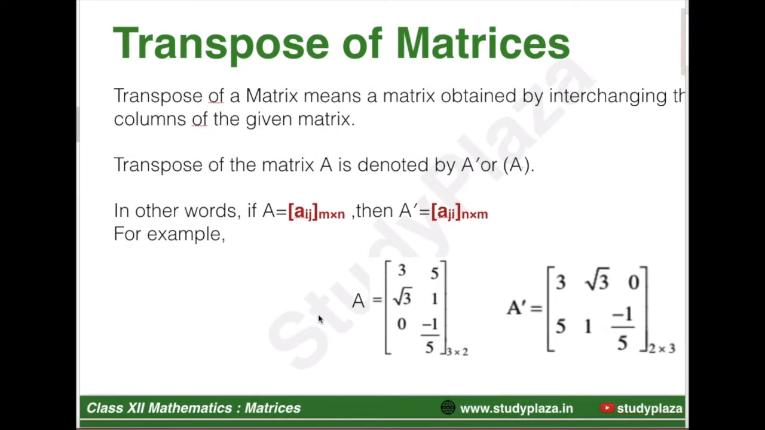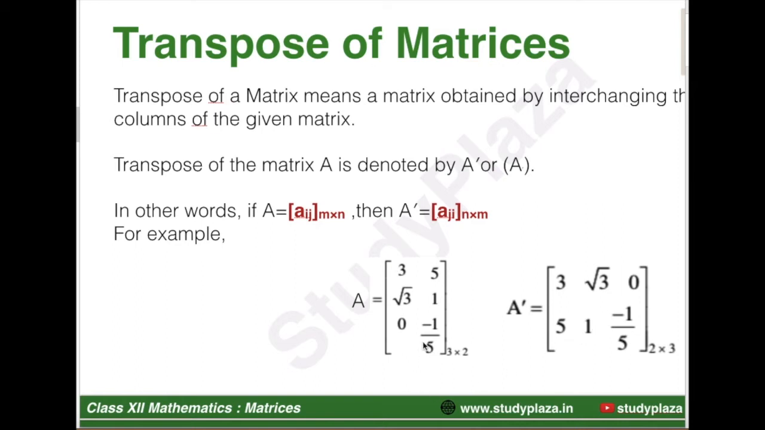Let us take this example to understand the transpose of the matrix. Here matrix A has three rows and two columns, and we will change rows to columns. Here the first row is 3, 5, so the first column will be 3, 5. Similarly, the second row is root 3, 1, so the second column will be root 3, 1.